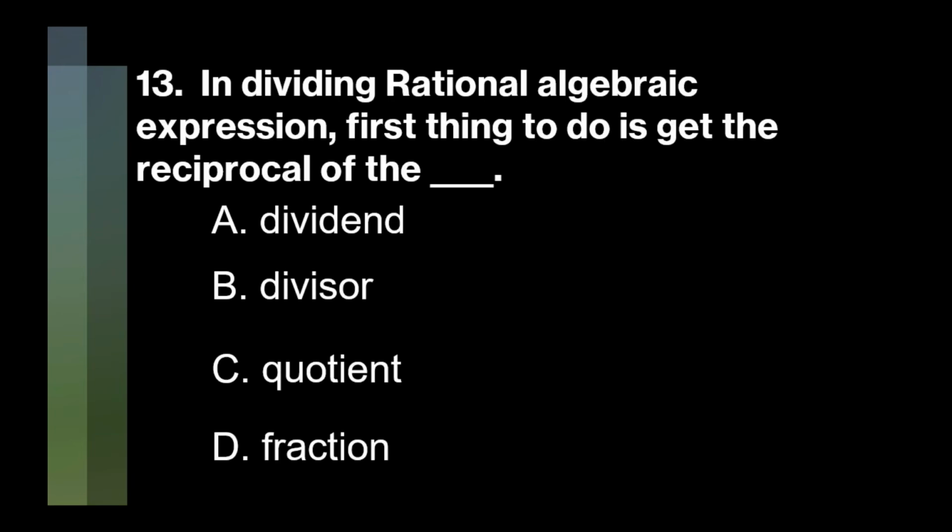Number 13. In dividing rational algebraic expressions, the first thing to do is get the reciprocal of the blank. Letter A, dividend. B, divisor. C, quotient. Or D, fraction.